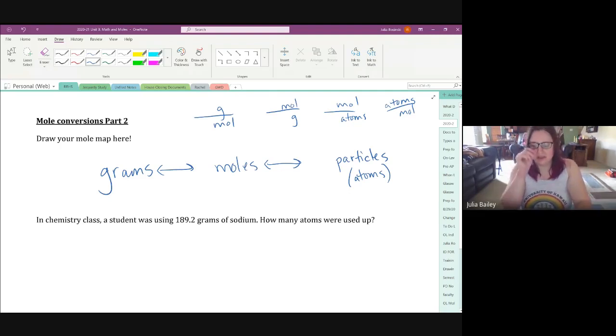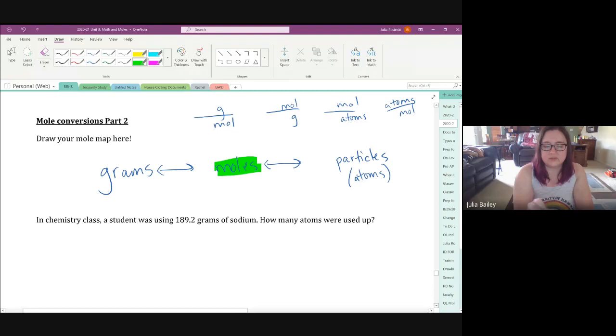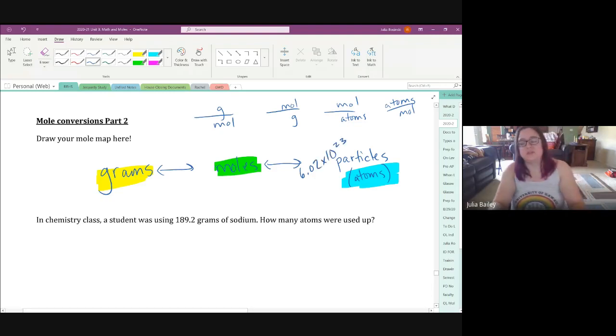And that brings us back around to this color coding idea we've been doing, where we were using green for moles because you have to have moles in the middle, or green in between. We were using yellow for grams, gold and grams. Atoms are blue because when it's blue, your number in your conversion factor is 6.02 times 10 to the 23rd. When it's blue, use 6.02. Your number of moles in your conversion factor will always be 1.